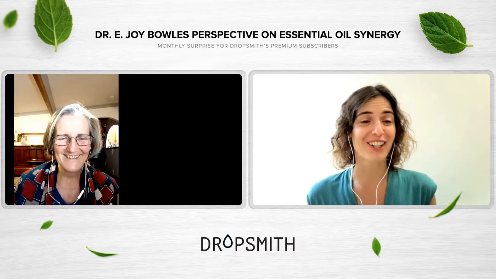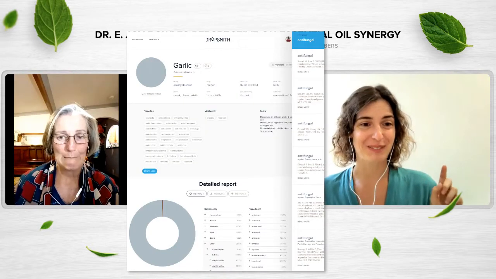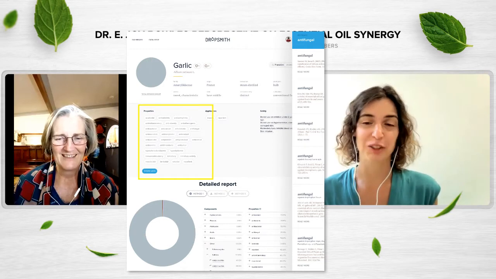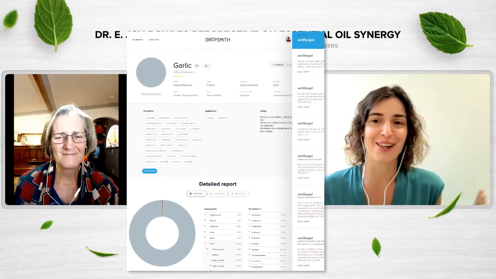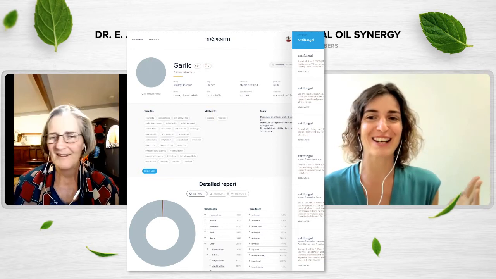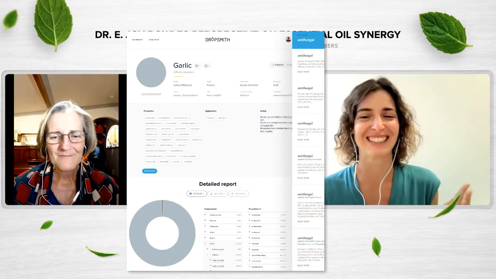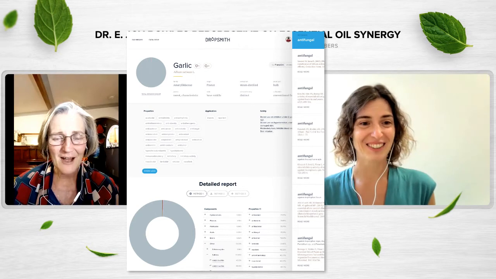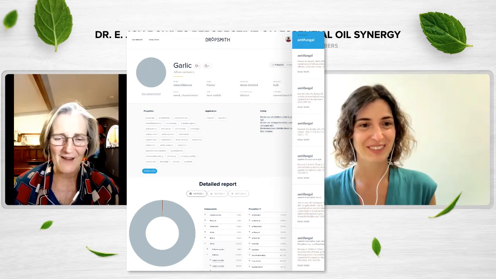We actually have a garlic essential oil in Dropsmith. It has tons of research, but of course, no application at all. I mean, who's going to use that? You don't even want to have the bottle. It smells. Well, I'll tell you who did use garlic oil, it was Caroline Ingraham.